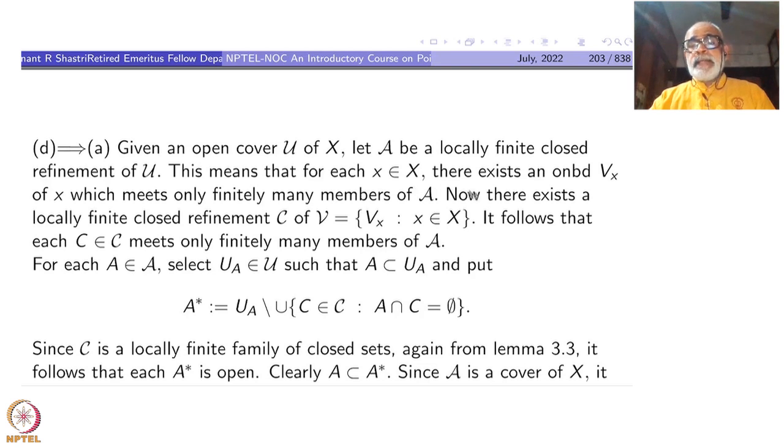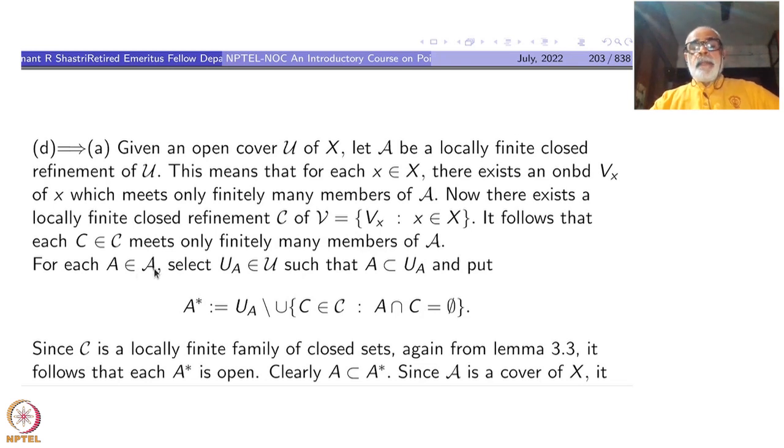This means that for each x in X, there exists a neighborhood Vx of x which meets only finitely many members of A. Now there exists a locally finite closed refinement of this cover, namely Vx as x belongs to X. So, starting with an arbitrary open cover, we passed on to a locally finite closed refinement. Using the local finiteness of that, we got a cover V with the property that members of Vx are detecting the local finiteness of this one. That itself will have a closed locally finite refinement, and that is C. So now you can just work with this A and C, you can forget about U and B. It follows that each C belonging to C meets only finitely many members of A, because they are refinements of Vx, and Vx meets finitely many members of A.